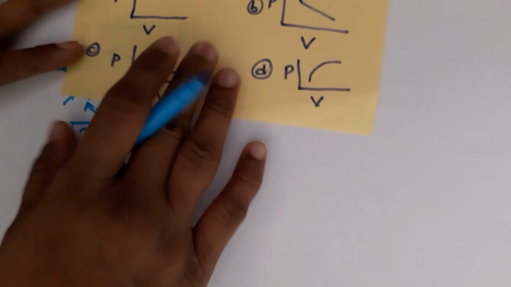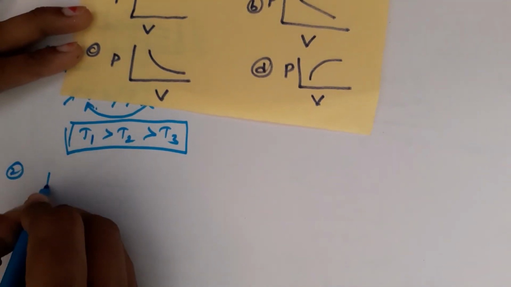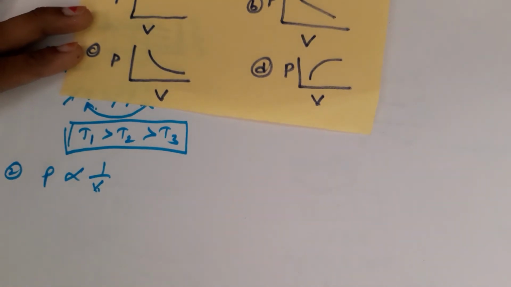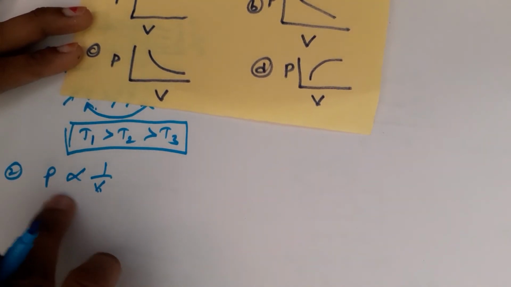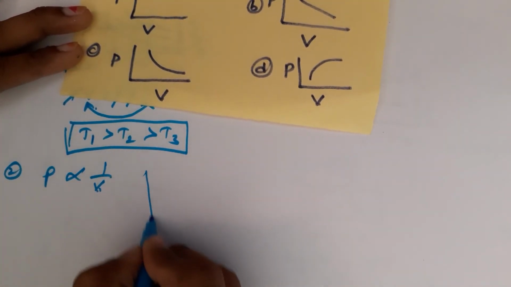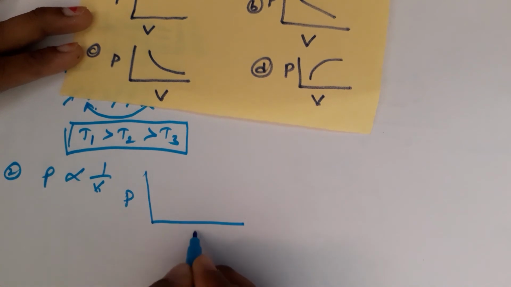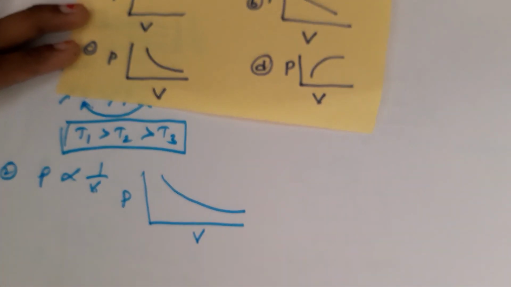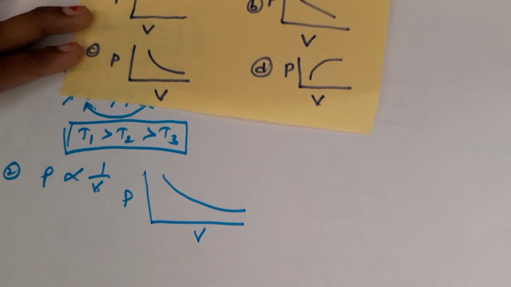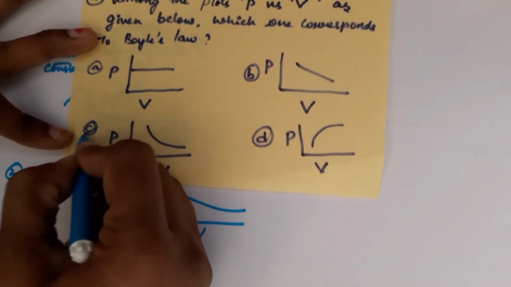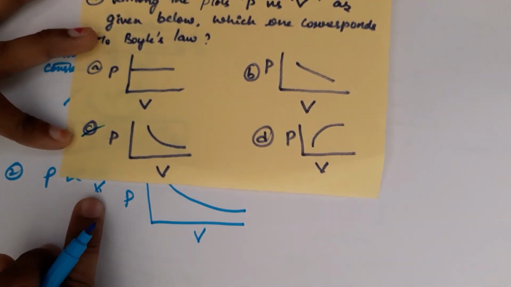Pressure is inversely proportional to volume. If pressure is inversely proportional to volume, it means if P increases, volume decreases. So the graph is like I already explained. Which option is correct? Option C is the correct option for this.